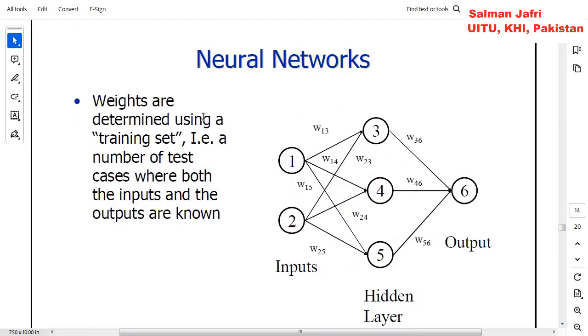So weights are determined using a training set, that is the number of test cases where both the inputs and the outputs are known. So basically the weights are the important aspect in a neural network, and what we mean by training the weights is that we are actually finding suitable values for the weights depending on the input training set that has been provided to the neural network. And one more important point is that the higher the number of inputs or the bigger the training set of a neural network, the better it would become at classifying the outputs.